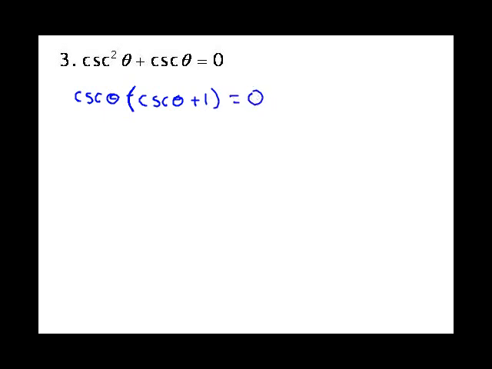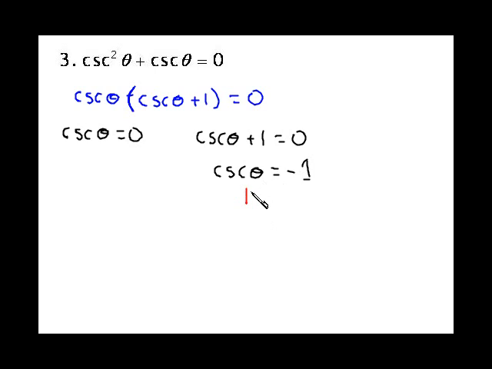Now these are two reciprocal graphs, or functions. But we do the same as before. We set them equal to 0. Cosecant theta equals 0. And cosecant theta plus 1 is equal to 0. So therefore, cosecant theta is equal to -1. Once again, we're going to be in quadrantal territory. I'll deal with the easiest one first, cosecant theta equal to -1.